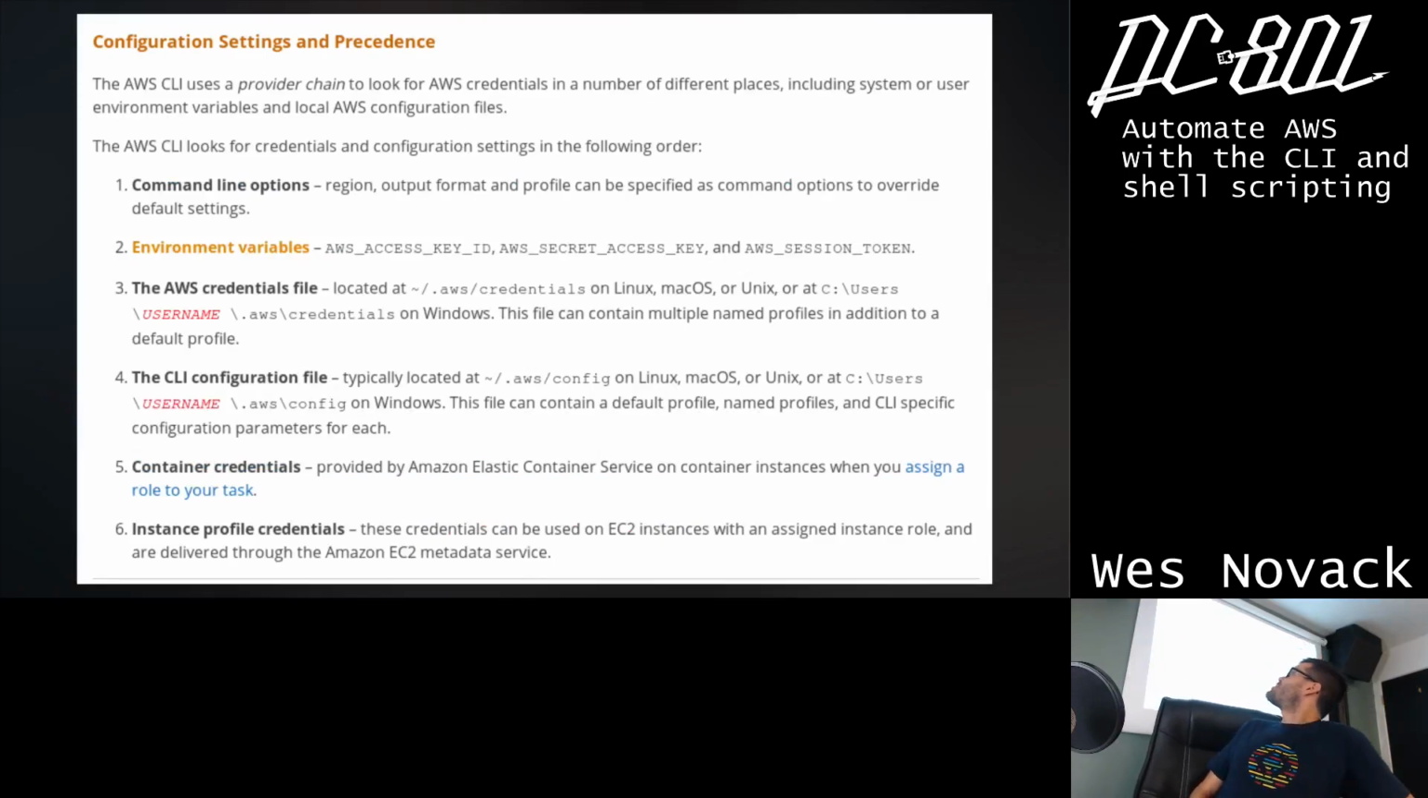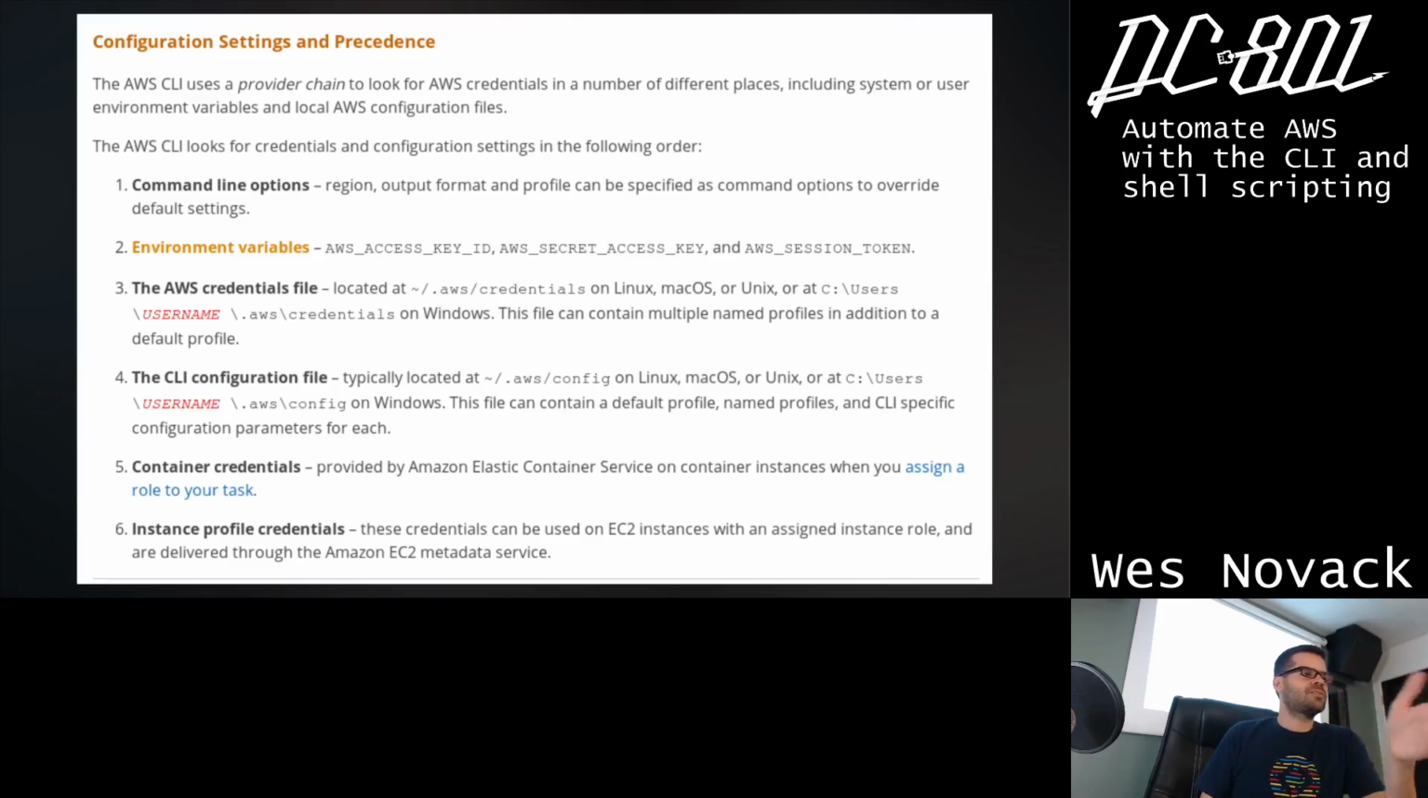So I'm going to talk about the configuration settings and precedence that the CLI uses. This is straight from the AWS web UI documentation. The AWS CLI looks for credentials and config settings in the following order. The first is the command line options, and the --profile was an example of that I gave earlier. So that's the highest level of precedence. If you specify --profile something, it's going to use that no matter what anything else says anywhere else.